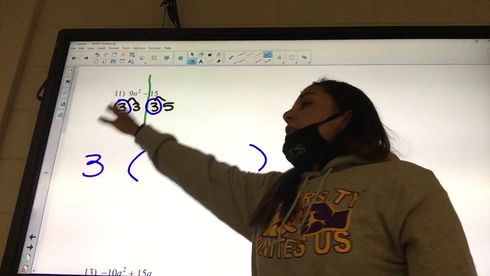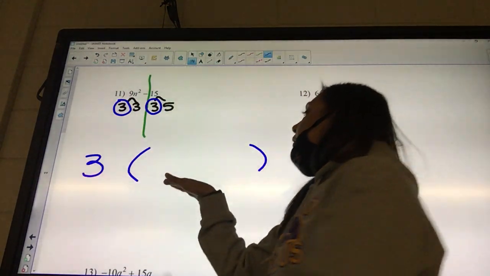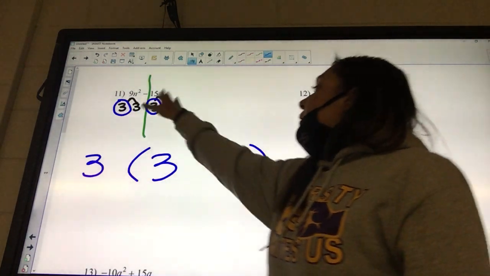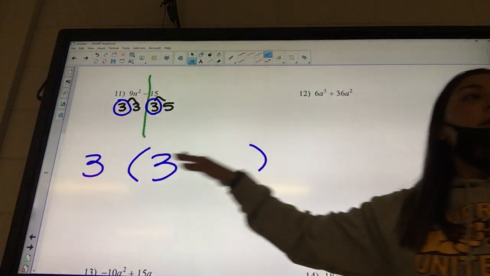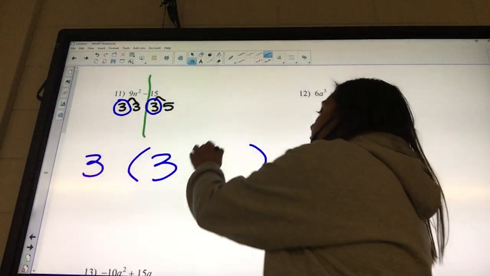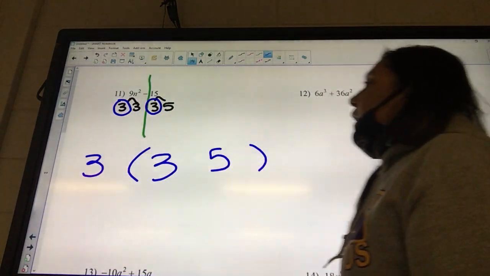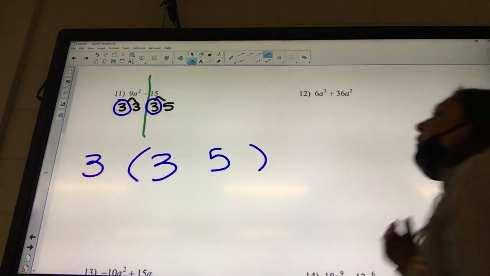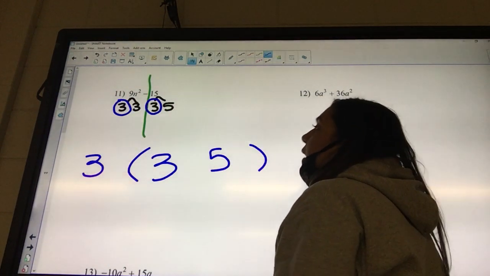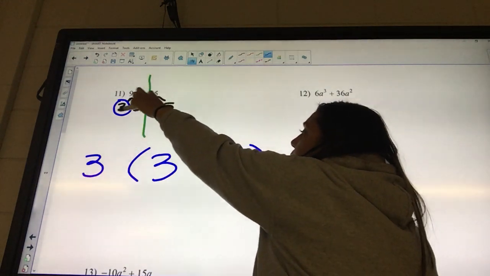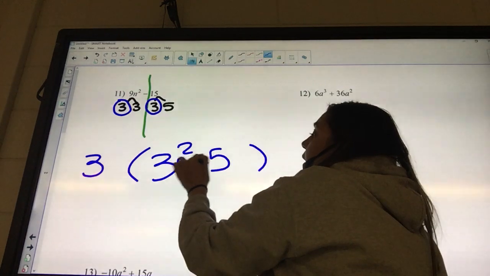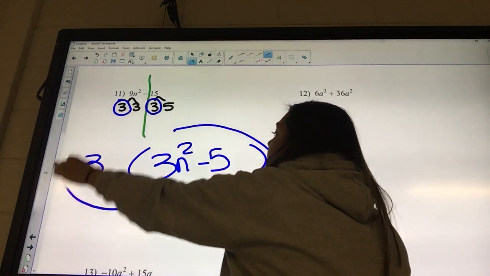Okay, we got 9 divided by 3. It's 3. 15 divided by 3. 5. And then how many N's can we take? None. Okay, so he's got 2, he's got none. So we can't take any, so put them back. And then we keep our signs the same.